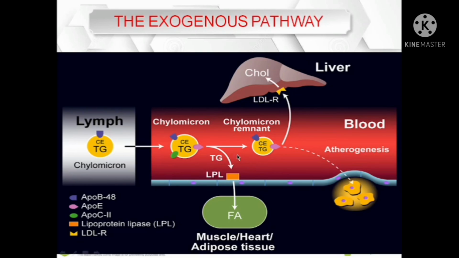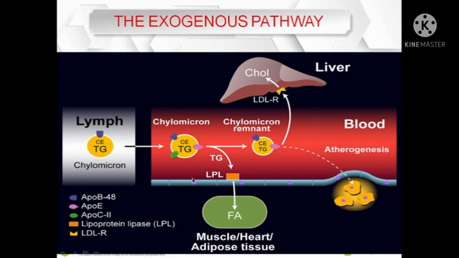Chylomicron remnants are smaller and contain much less triglyceride and much more cholesterol ester than the original chylomicron. So what we're talking about here is that the remnants are smaller compared to the original one, and the triglyceride content is low. The original chylomicron has about 90% triglyceride, but the remnant has less triglyceride and a greater amount of cholesterol ester.